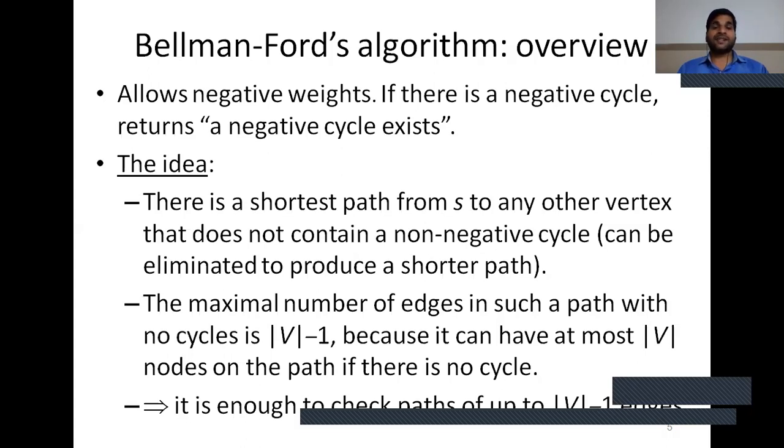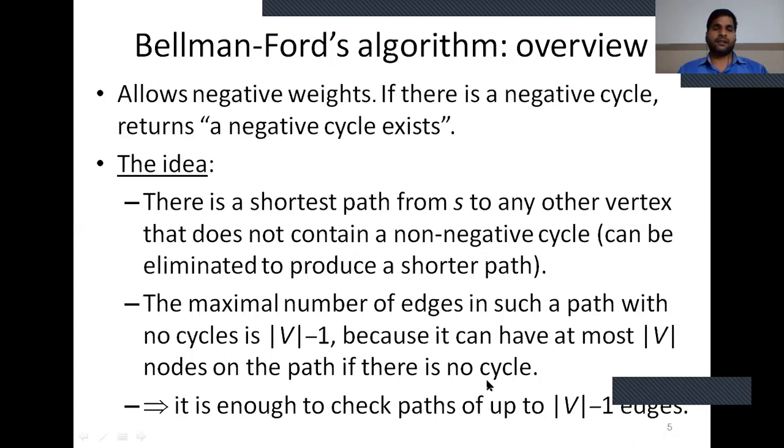Now, according to the Bellman-Ford algorithm, a shortest path from s to any other vertex that contains a non-negative cycle can be eliminated to produce a shorter path. And the maximum number of edges in such a path with no cycle is |V| minus 1, because it can have at most |V| nodes on the path if there is no cycle. It is enough to check paths of up to |V| minus 1 edges.